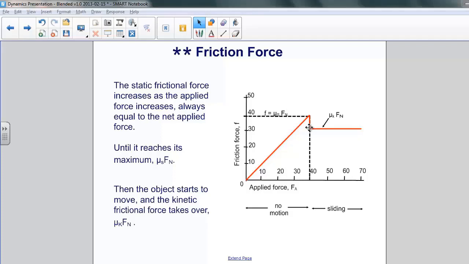And suddenly, we move from a static situation to a kinetic situation, and the coefficient of friction becomes the kinetic coefficient of friction. And the frictional force becomes a constant. It no longer varies with the applied force. It just depends on the normal force, again, the normal force multiplied by the coefficient of kinetic friction. So at this point, the applied force can increase, but because the frictional force is fixed, the object is able to accelerate.